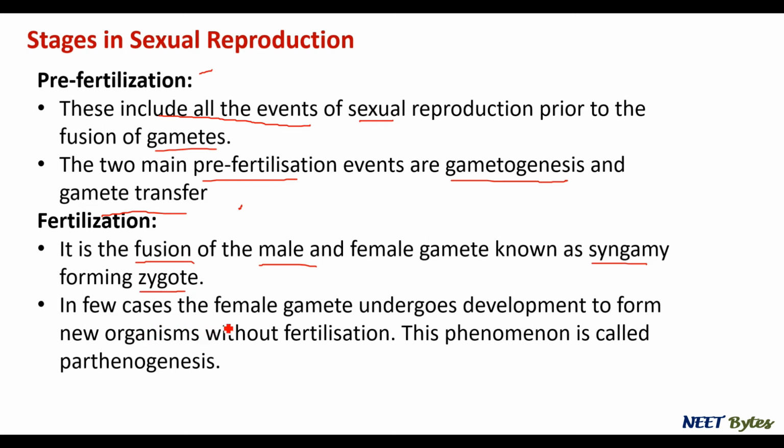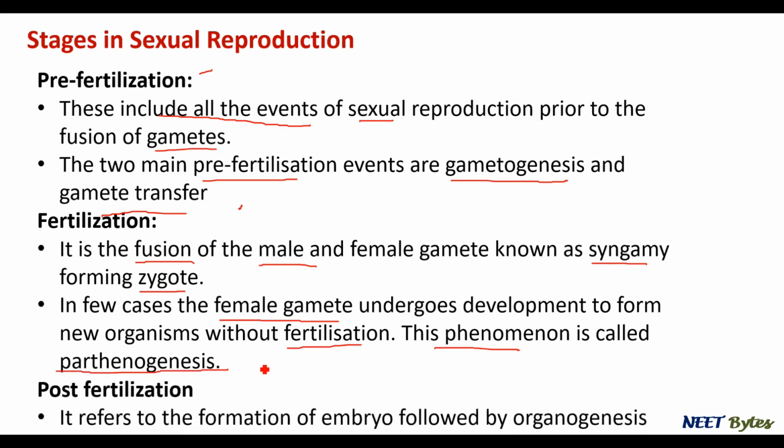There are a few cases in which the female gamete undergoes development to form a new organism without fertilization, right? And this phenomenon is called parthenogenesis. And post-fertilization primarily refers to the formation of the embryo followed by organogenesis. So one by one, we will talk about all three of them, right?